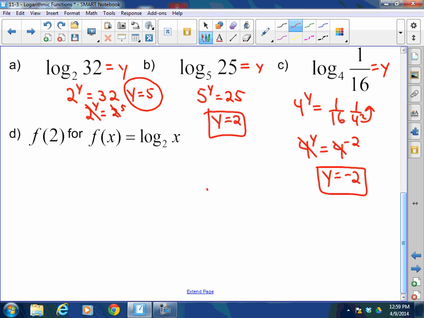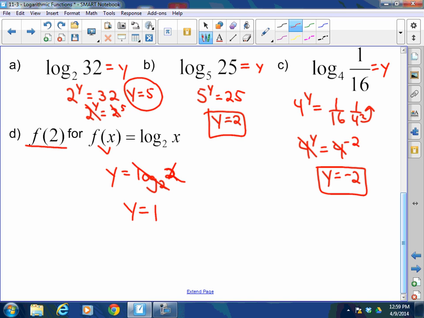Okay. Now, sometimes I have to evaluate, and then I have to solve after I evaluate. I want to find f of 2 when f of x equals the log base 2 of x. What am I replacing every x with? Okay. f of x is just y, right? So this is going to equal log base 2 of 2. Wait a second. What happens when I go log base 2 of the answer, which is the same as the base? They cancel, so y equals 1.